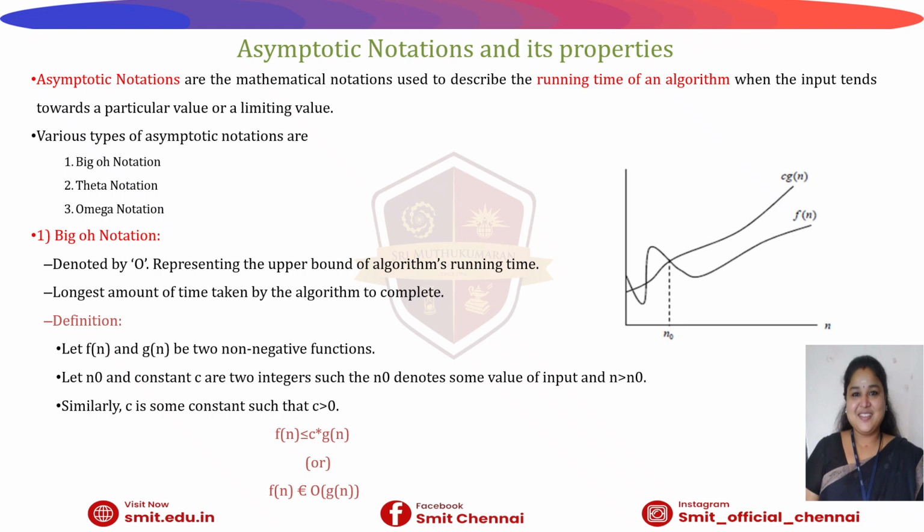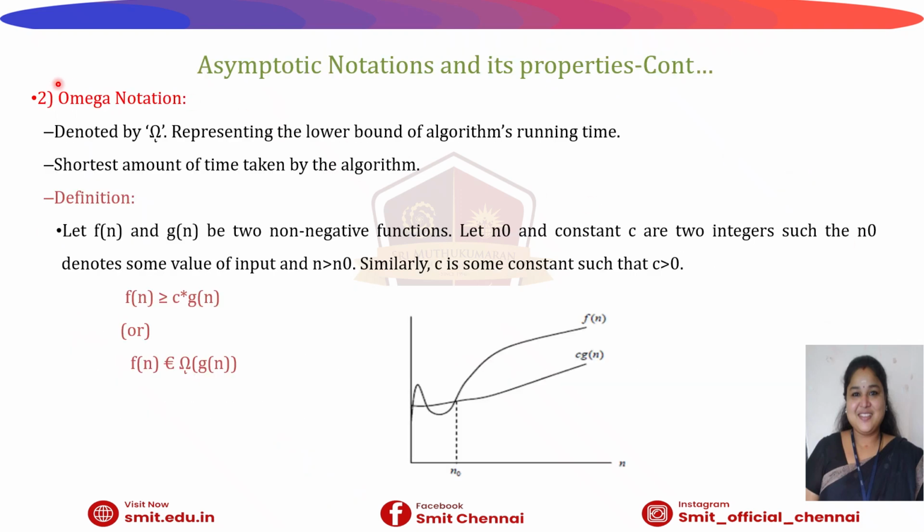Next one is omega notation. Sorry, not theta notation. Omega notation is the vice versa of Big O notation. That is the lower bound of algorithm running time, and it is represented using the omega symbol. We measure the shortest amount of time for running the algorithm.